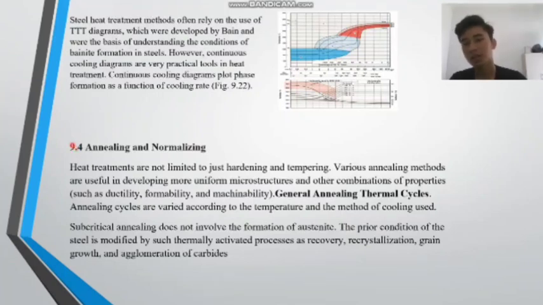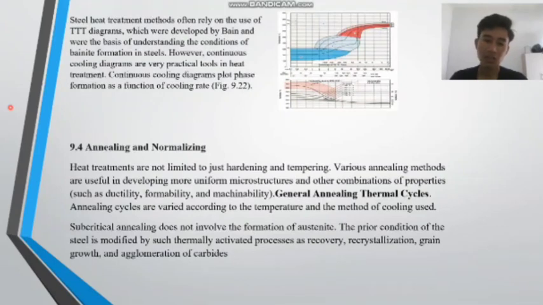9.4 Annealing or normalizing. Heat treatments are not limited to just hardening and tempering. Various annealing methods are useful in developing more uniform microstructures and other combinations of properties such as ductility, formability, and machinability. General annealing thermal cycles. Annealing cycles are varied according to the temperature and the method of cooling used.